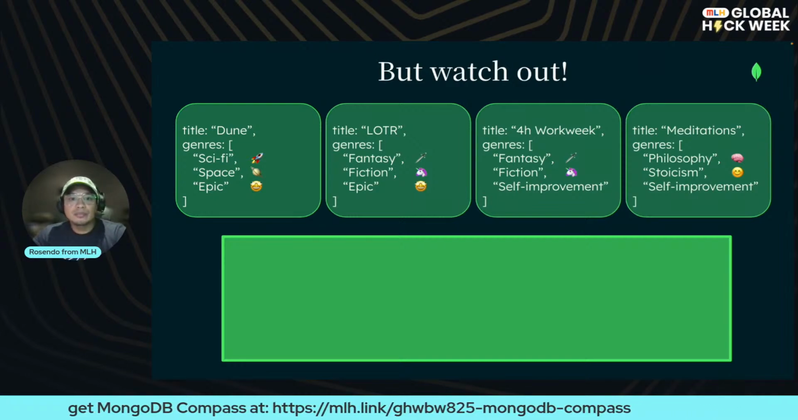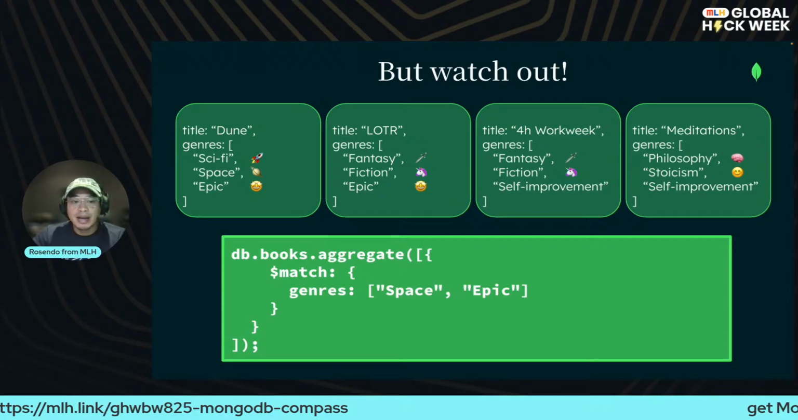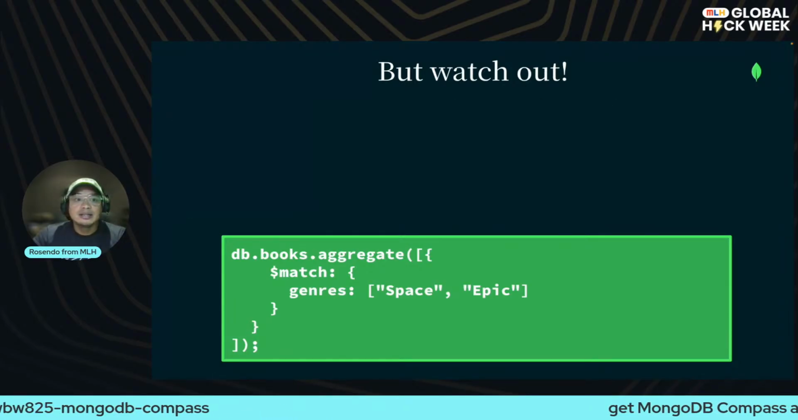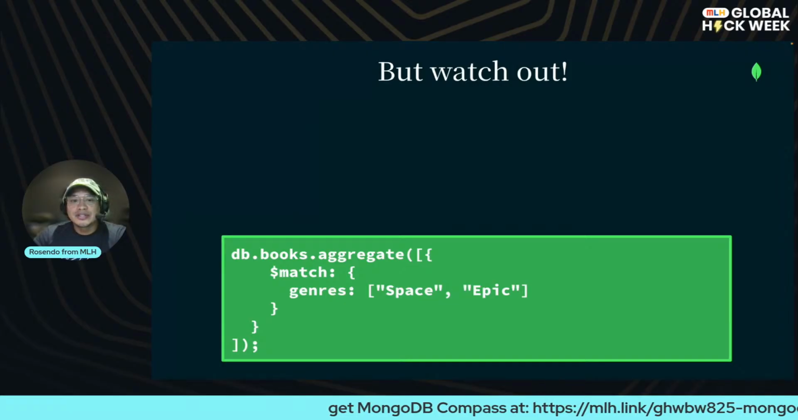And if we don't provide the exact array, it will fail. So here you have space and epic, and this is a $match. So it needs to match exactly. No results come up. And that is pretty much it for the time we have today.